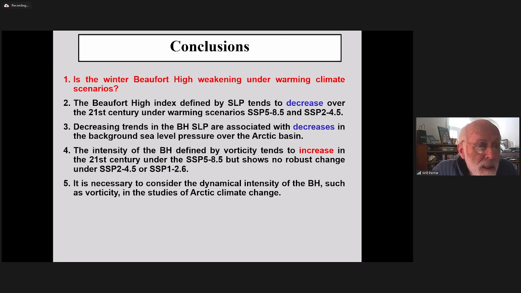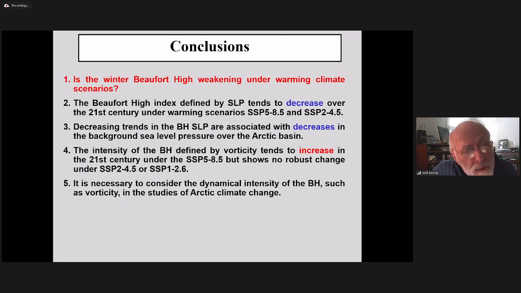But on the other hand, the intensity of the Beaufort high, defined by vorticity, is tending to increase in the 21st century under the 8.5 scenario. But we find no robust change for the other two scenarios. So that's kind of going in the other direction.